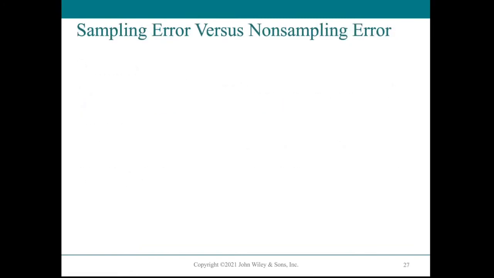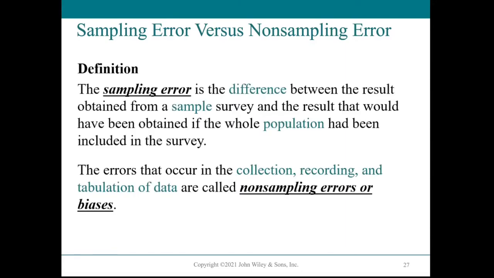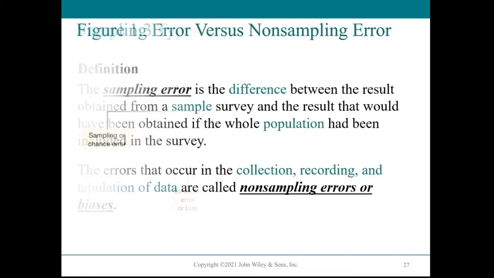So we have errors, of course, in sampling. Sampling error is the difference between the results obtained from a sample survey and the result that would have been obtained if the whole population had been included in the survey. And any errors that occur in collection, recording, and tabulation of data are the non-sampling errors or biases.